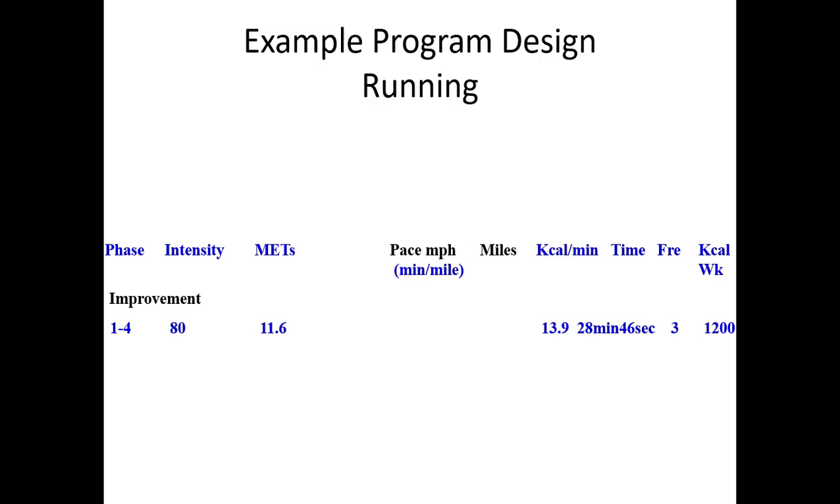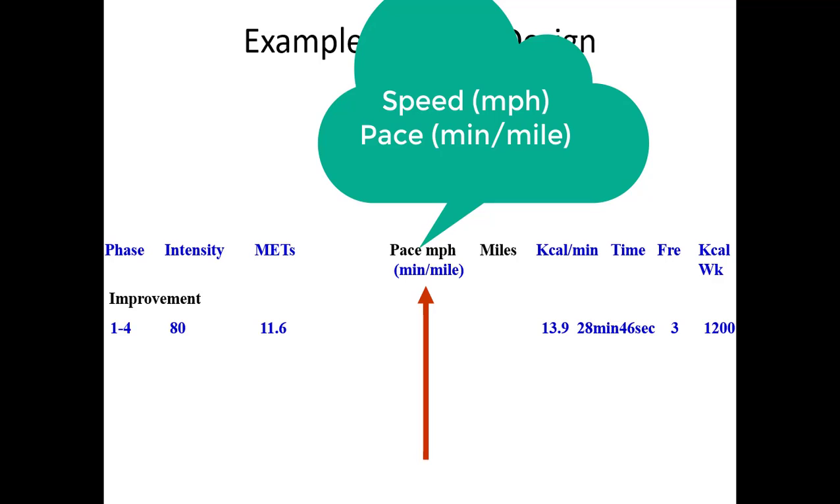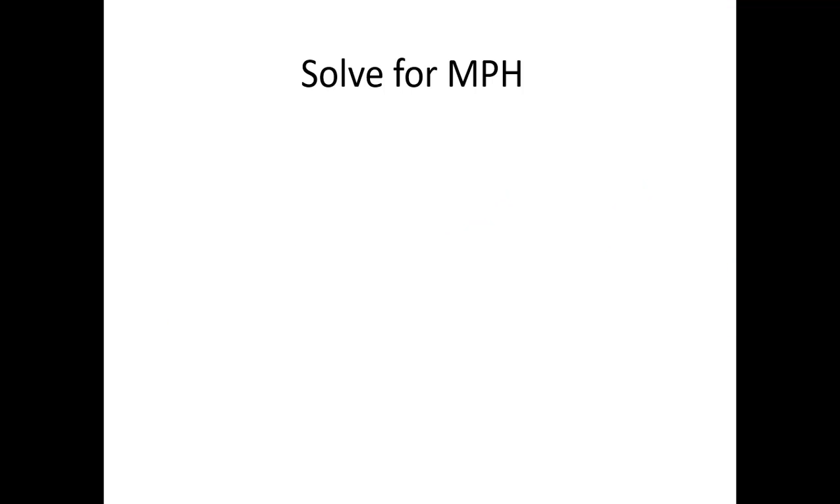Next one. So we did exercise METs and kilocalories per minute and time, right? So minutes and seconds as well as the decimal number of minutes. And the next one is we need speed or pace. I'm sorry, speed and pace. So miles per hour, as well as the pace in minutes per mile. So how do we calculate minutes per mile, like a speed?